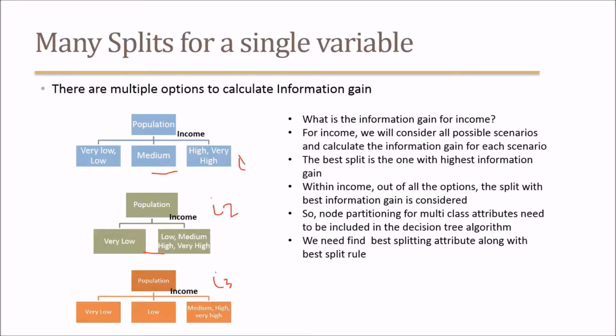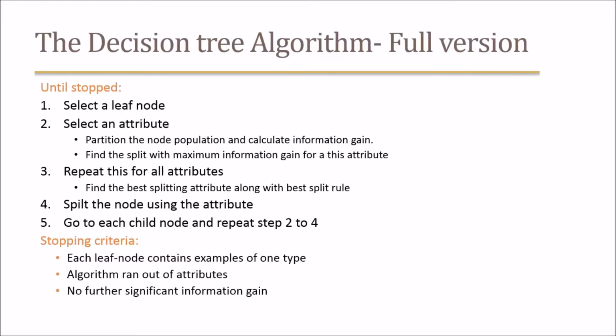So in the decision tree algorithm, we not only need to find the best variable, we also need to find the best split within that given variable. So we need to find the best splitting attribute along with the best split rule as well. So our algorithm for decision tree will slightly modify here. We'll select a leaf node, we'll select one attribute at a time. For each attribute we partition the node population and calculate the information gain. So we consider all the scenarios and we find the best split criteria.